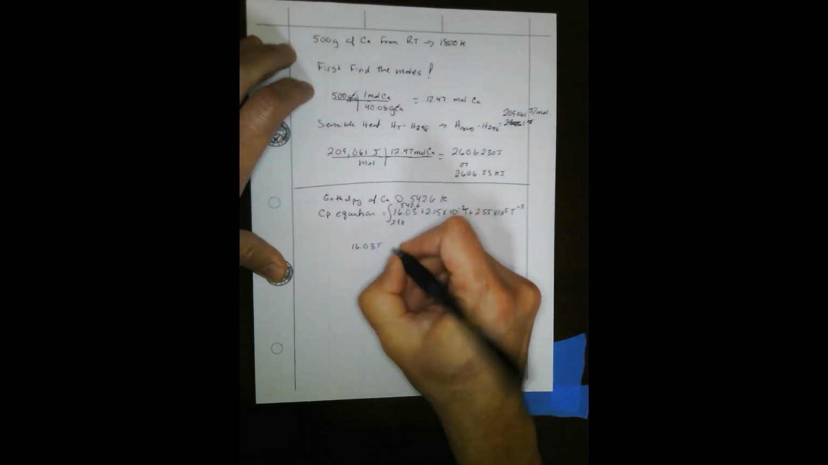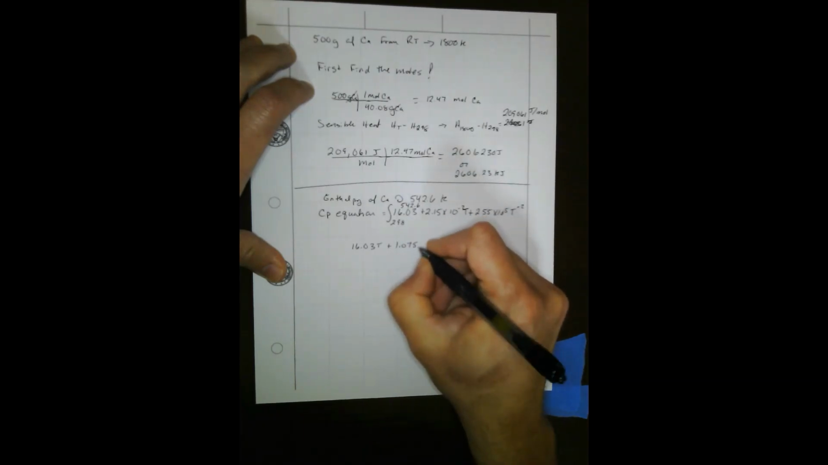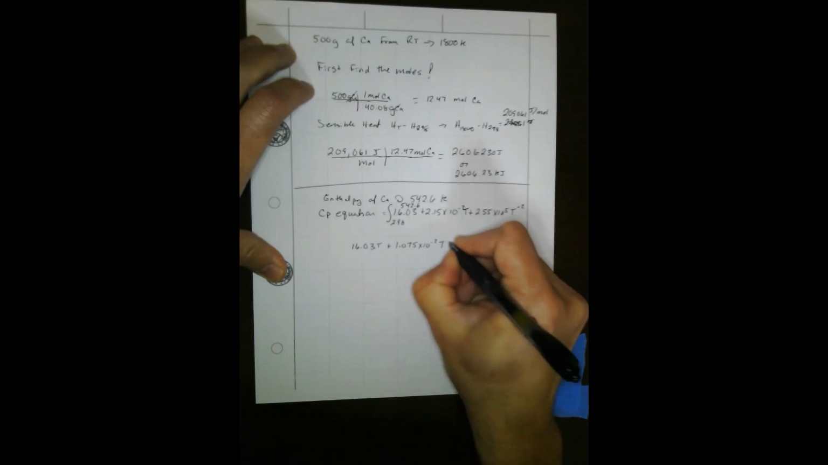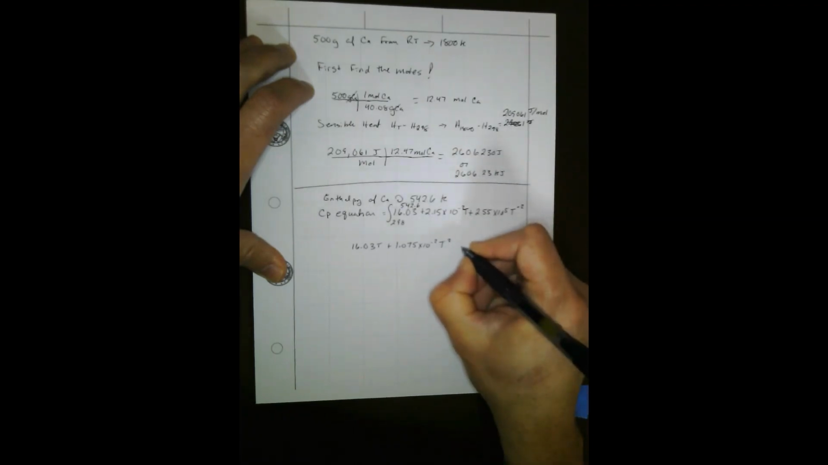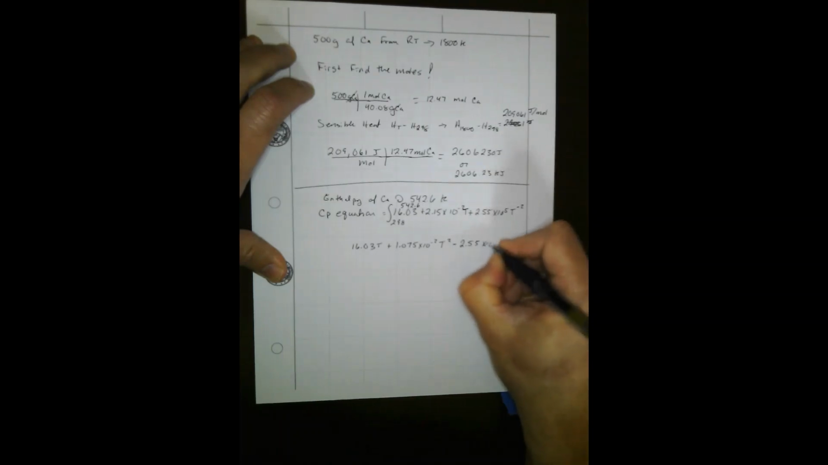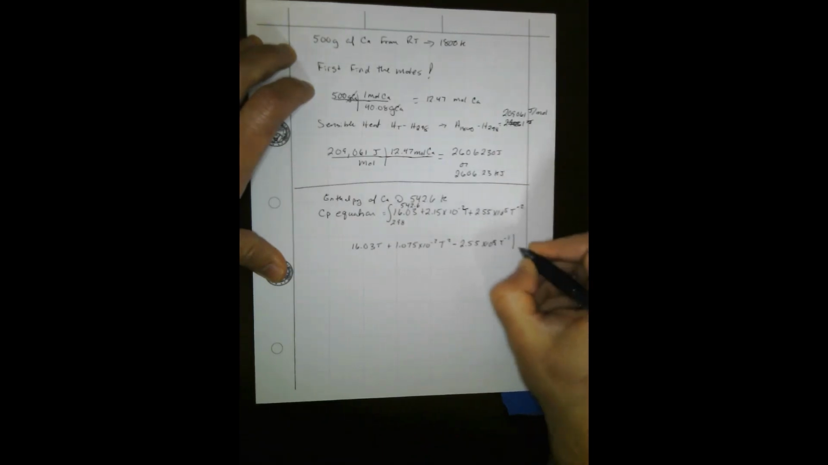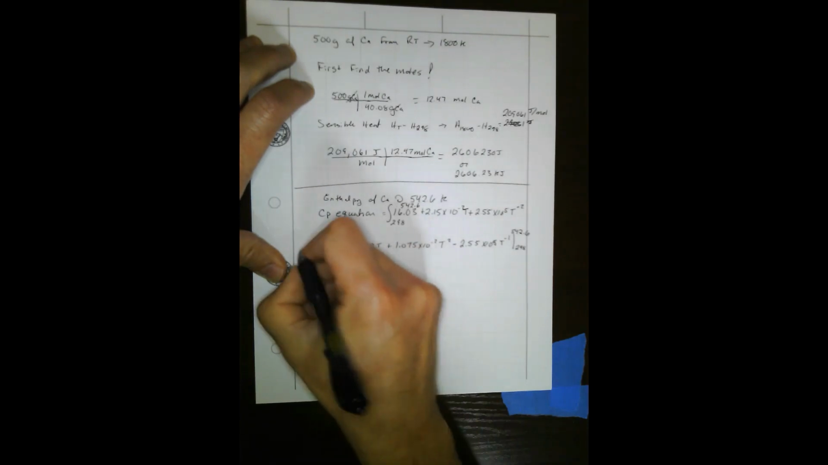So this is the integrated equation: plus 1.075 times 10 to the negative 2 T squared, minus 2.55 times 10 to the 5 T to the negative 1, from 298 to 542.6. So this is the integrated equation.